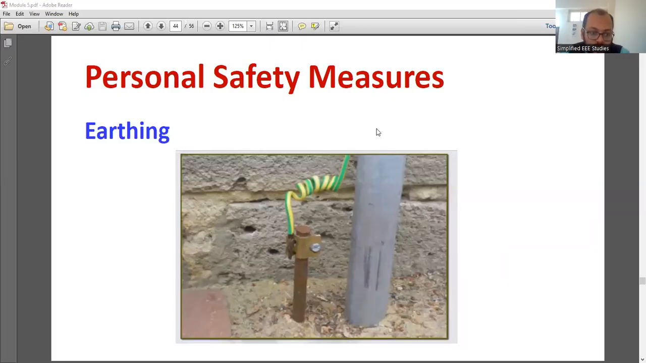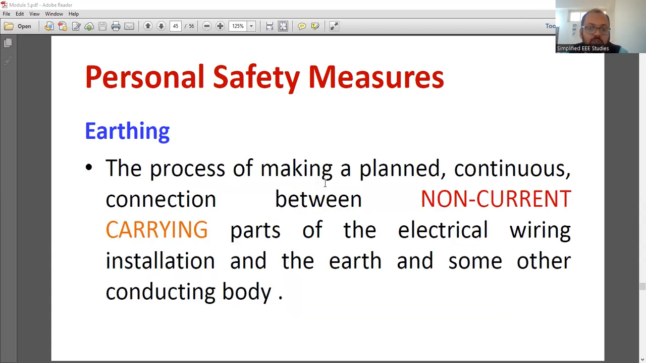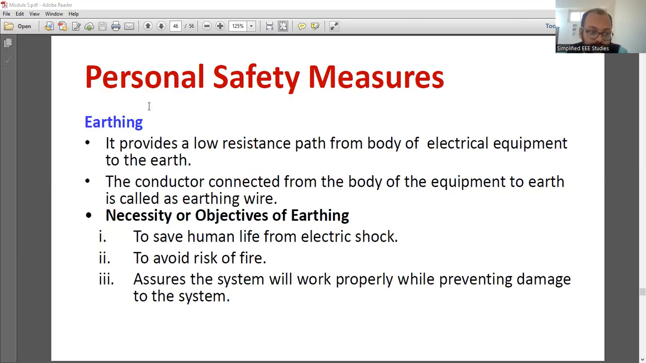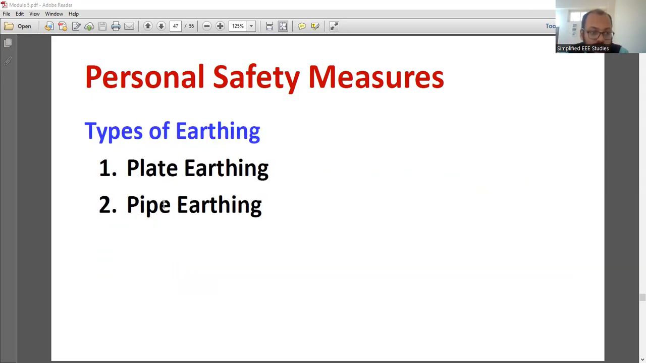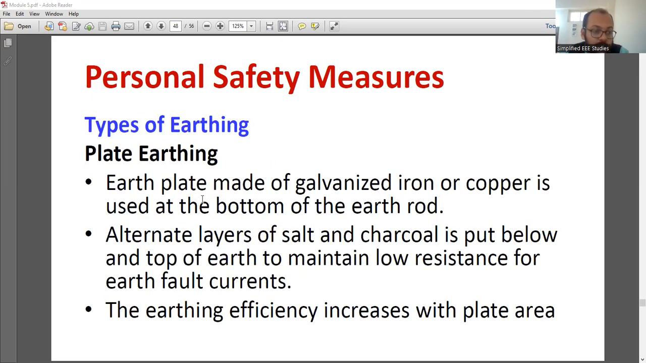As you can observe, earthing is mainly used for personal safety. Non-current carrying metal parts should be earthed properly. You can use a continuous connection between the non-current carrying parts of the electrical wiring and the earth using a continuous conductor. The purpose of earthing we have mentioned. What is the purpose of earthing? Two types of earthing: plate earthing and pipe earthing.